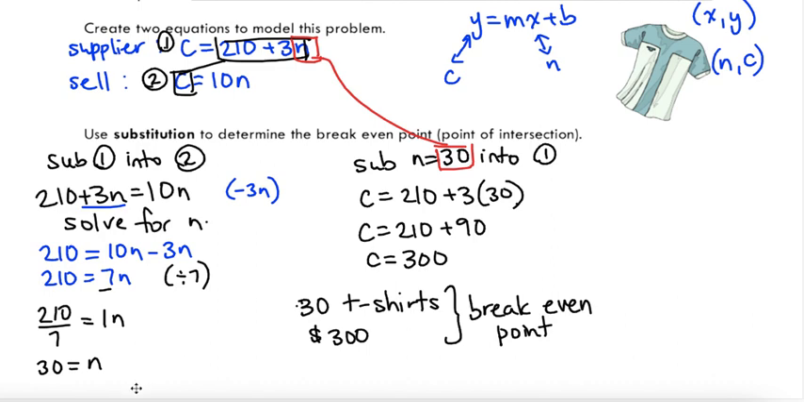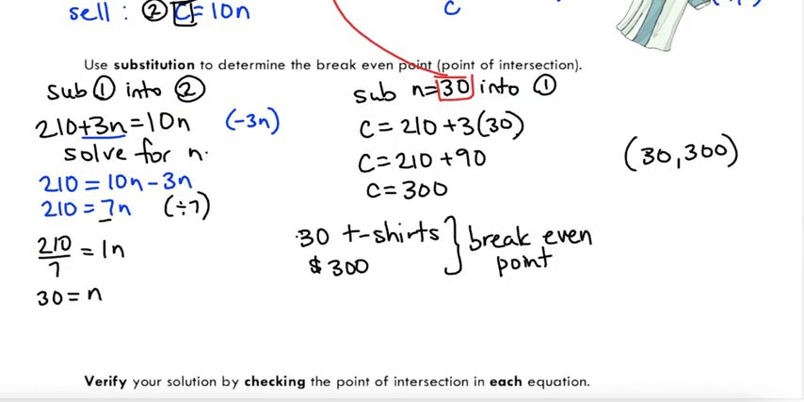So I've come up with a point of intersection. So my point of intersection would be 30 and 300. So that's where we would cross on a graph. So what does that mean? That means 30 t-shirts and $300. That's my break-even point. So let's do our check to make sure that we're correct.